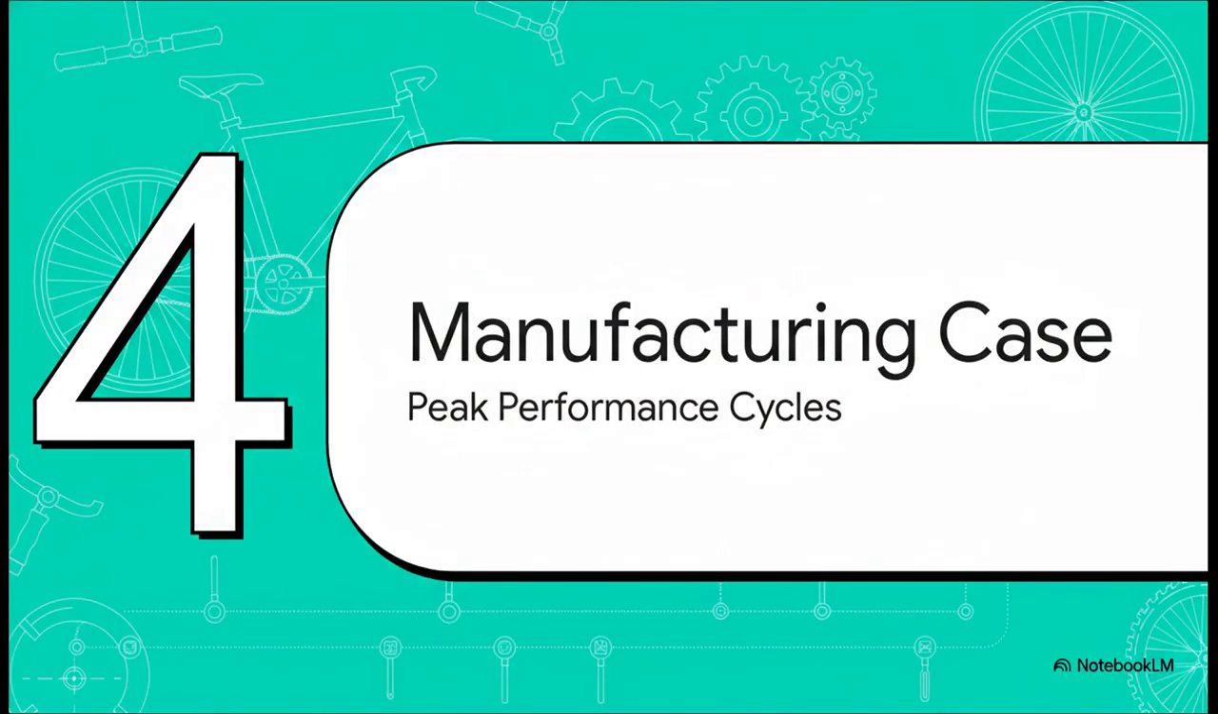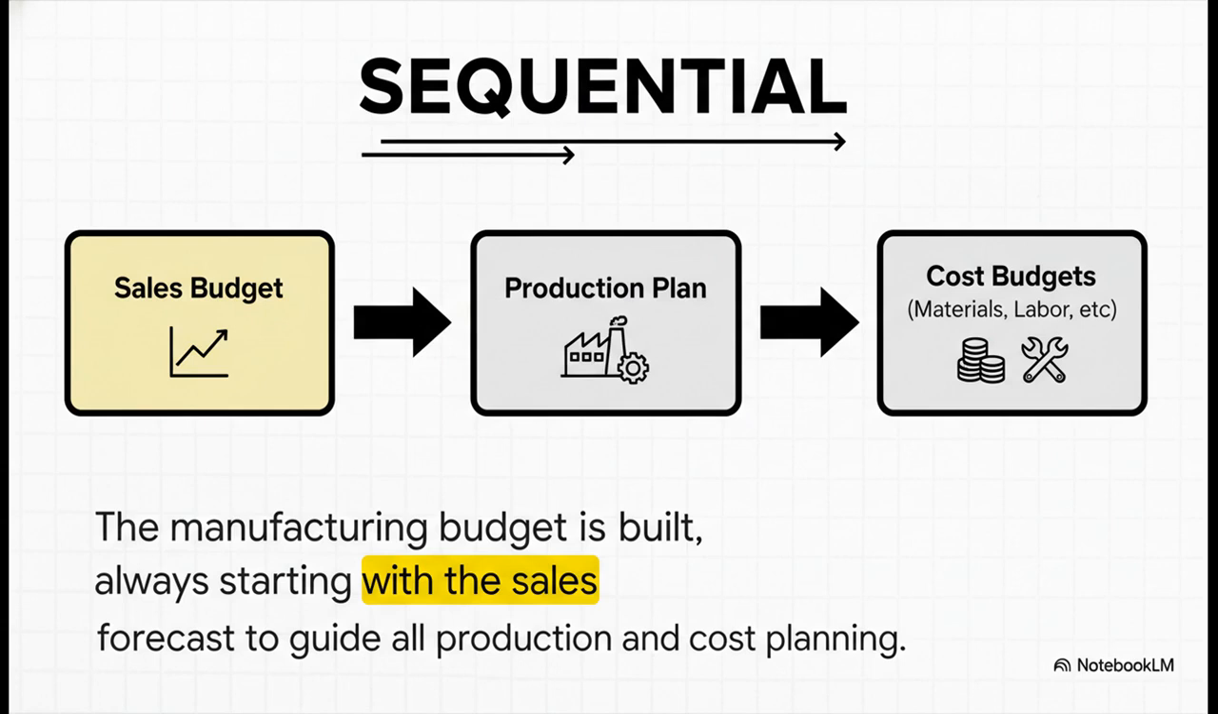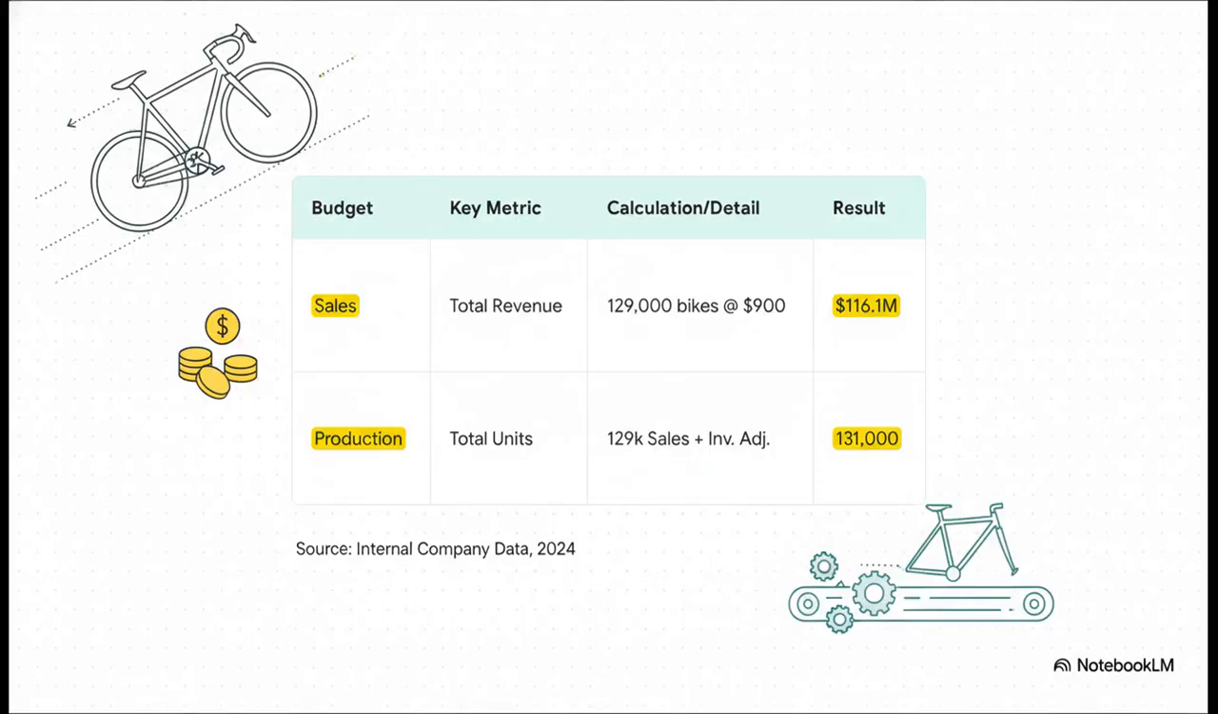For our second case study, we shift to the manufacturing sector to analyze how Peak Performance Cycles, a bicycle manufacturer, constructs its operating budget. In a manufacturing context, the entire budgeting process is sequential and must begin with the sales forecast. All subsequent budgets for production, materials, and labor are directly derived from this initial forecast. Peak Performance forecasts sales of 129,000 bikes, generating revenue of $116.1 million. However, the production budget calls for 131,000 bikes.